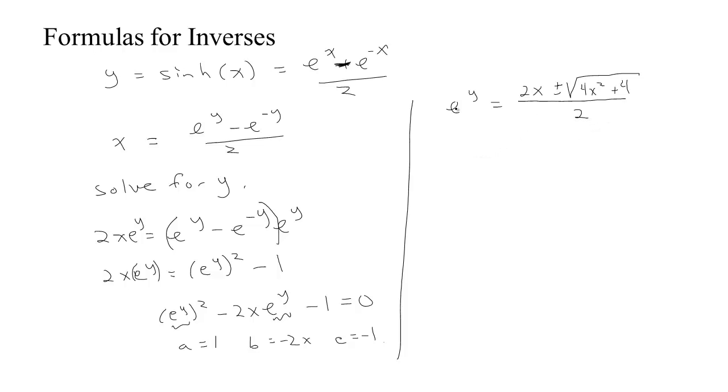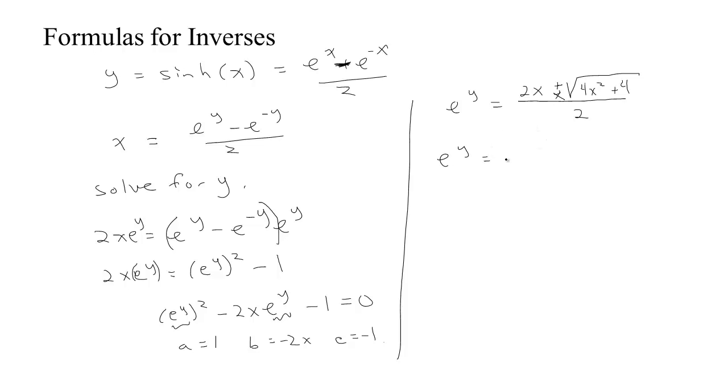And if you look at this, we have e to the y, which is always positive. But here, if you take 2x and square it, you get 4x squared. If you add 4, that's going to be bigger than 2x. This is going to be a big number. It'll be bigger than 2x. So if we were to subtract this number from 2x, we'd be in trouble. We'd get something negative, and e to the y can't be negative. So we can eliminate this as one of the possible solutions.